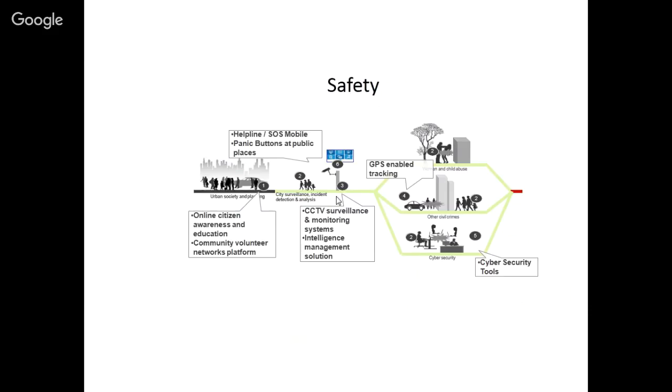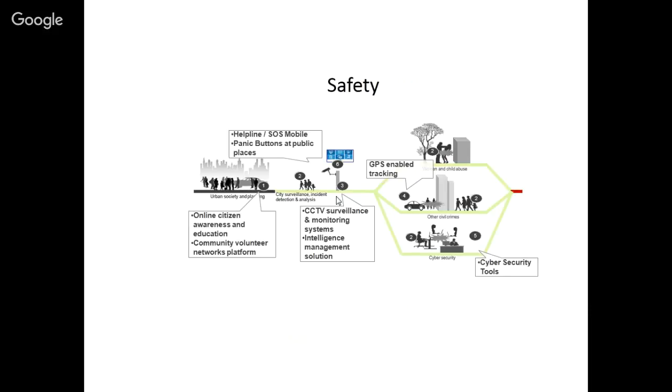And then safety is also one of the important criteria here, where you can have GPS enabled monitoring, CCTV surveillance or monitoring system placed in the whole city, and online citizen awareness and education, where everybody should be aware that these things have been integrated here. A panic button should be placed somewhere, or a helpline or SOS mobile. Some app has been created by the Chandigarh police also, which you can use for buzzing out or sending information to the police.